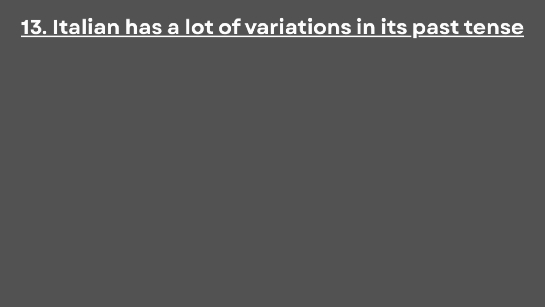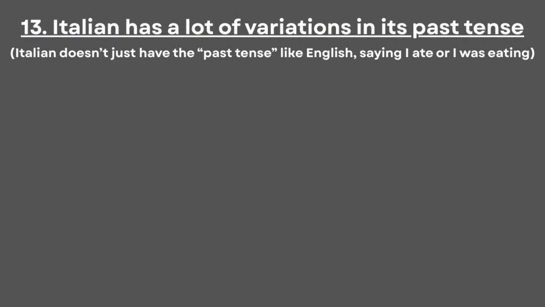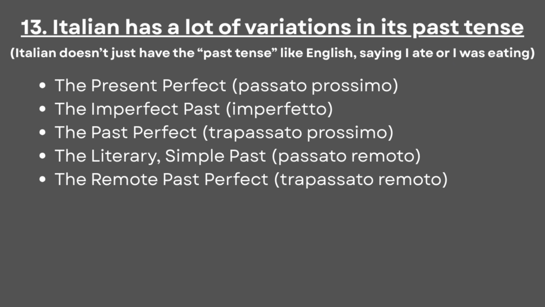Number 13. Italian has a lot of variations in its past tense. While this may be a confusing element in the language, it is helpful to understand the conceptual system. Italian doesn't just have the past tense like English, saying I ate or I was eating. Instead, it has multiple ways to talk about the past, and each one carries a nuance about how the speaker views an action, whether it's completed, ongoing, habitual, or literary.